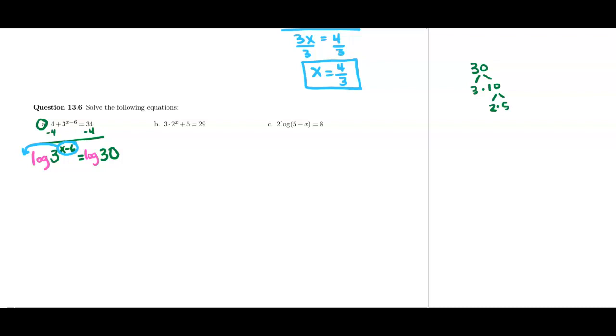Okay, so let's rewrite this and see. I've got that x minus 6 that comes out in front. It's going to be times the log of 3, and then equals the log of 30. Let me make sure, what questions do you have at this point? Remember, if you have a question, somebody else in the class definitely has the same question, so please ask.